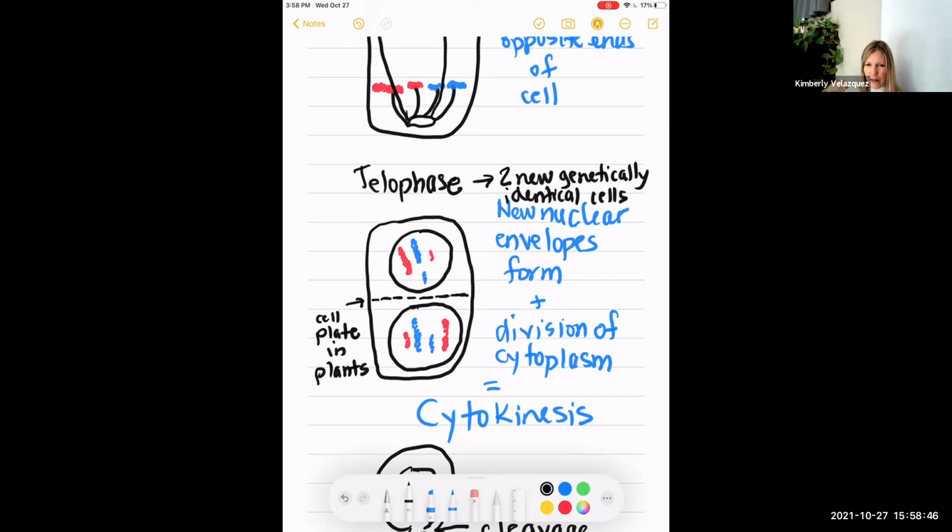I'm not going to talk about meiosis in as much detail because a lot of the steps are pretty similar. So I'm going to rush through them a little faster, and then I'll show you them again when I show you the slides.